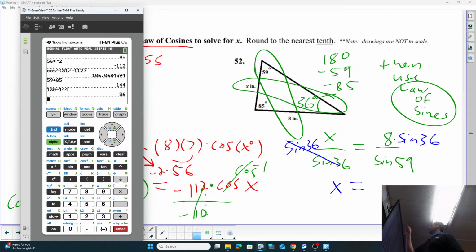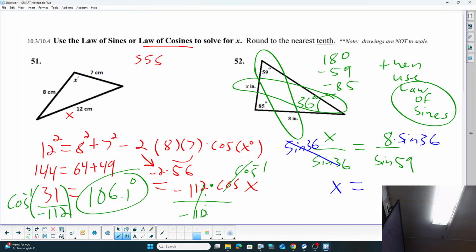So plug that into your calculator. You get 8 times sine 36 divided by sine 59, which gives us 5.485. So 5.48 or 5.5. There's the tenth. Nice. That's going to be what x equals.